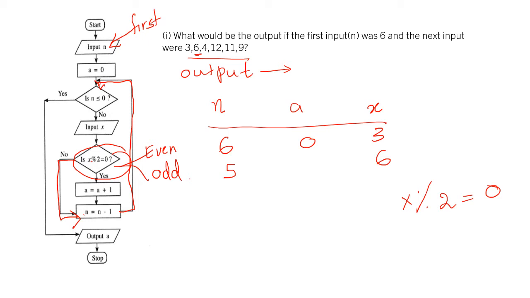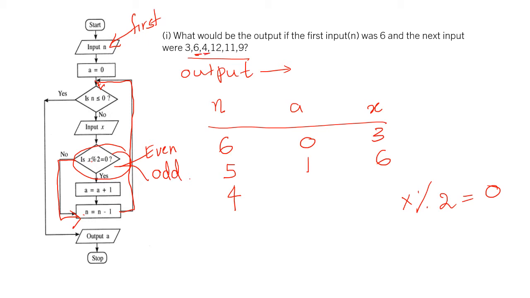What is the next? X is 6. And is 6 an even number? Yes. Then what you do? You add 1 to a. Then what you do? You subtract 1 from n. So 5 minus 1 is 4. Go and check the condition again. Still the condition is false. So input another x.